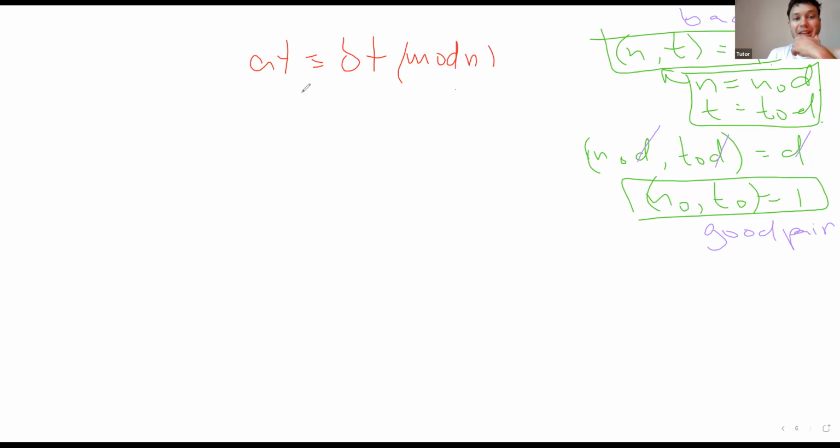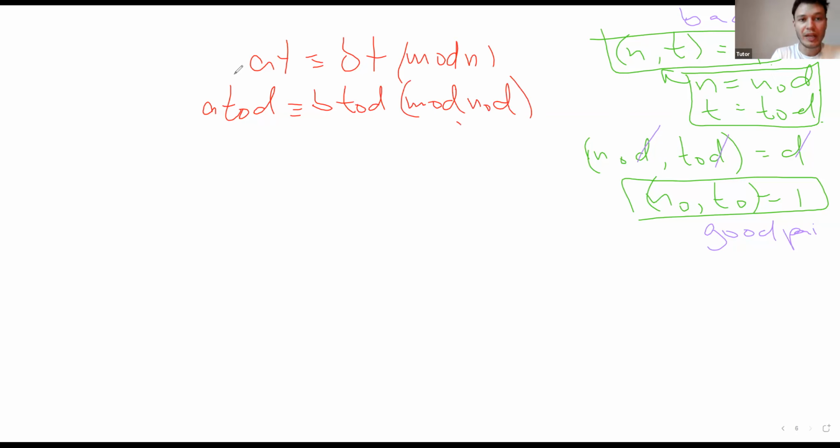Okay, so what is happening in this case if I were to do that? Let's just rewrite everything in here with what's good and what's bad. I would have a t0 d is equal to b t0 d mod n0 d. Okay, so now what does this mean? It means that this number has the same remainder as this number, so n has to divide the difference. So n0 d has to divide the difference.